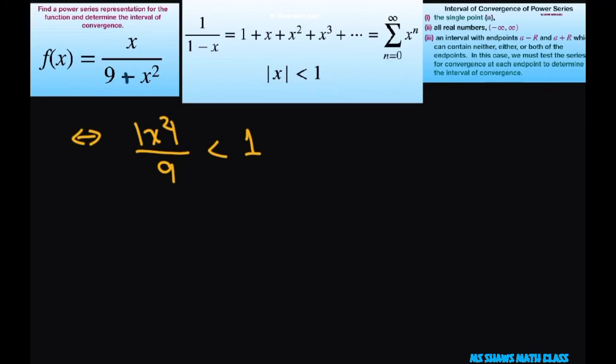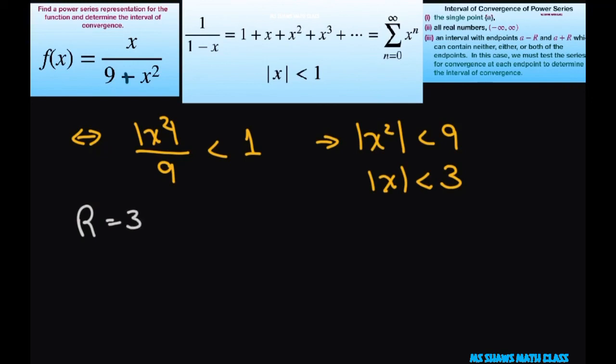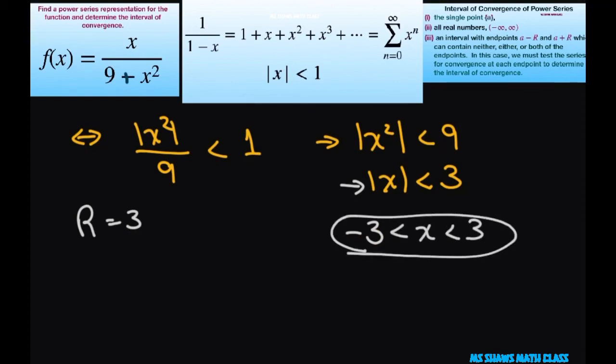All right, simplifying further, I can cross multiply and get absolute value of x squared is less than 9. And then square root both sides, you get absolute value of x is less than 3. That means your radius of convergence equals 3. And by definition, this means we have negative 3 is less than x is less than 3. That's your interval of convergence, and it's usually written as negative 3 to 3.